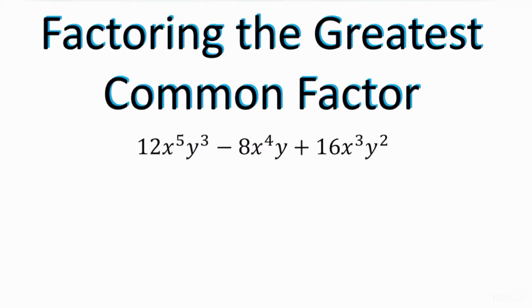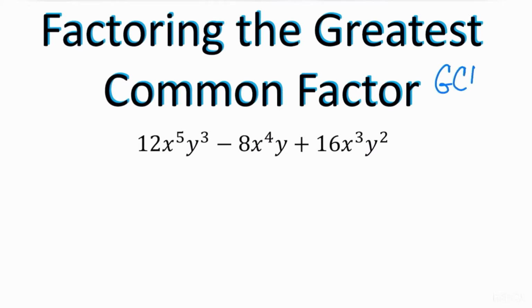In this video, we're going to be factoring, and we're going to be factoring by finding what's called the greatest common factor, or GCF. In order for you to find the greatest common factor, you have to ask yourself two questions. Question number one, are all of the coefficients divisible by the same number? The coefficients are the numbers that are in front of the variables.